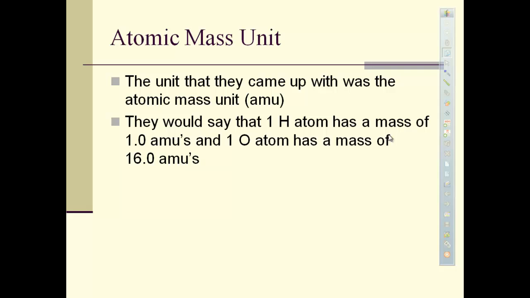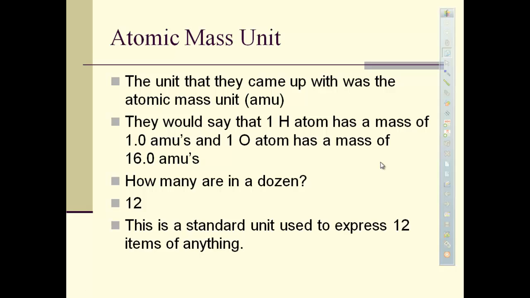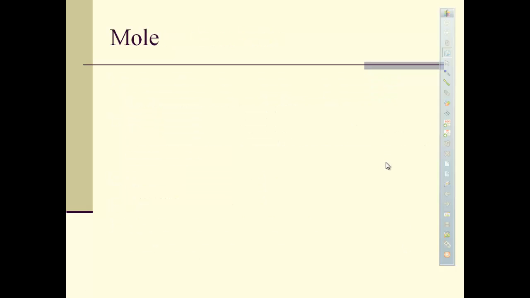What they were doing was weighing out a certain amount of it and then coming up with this idea of what they were going to classify as an AMU. When you think about how many are in a dozen, a dozen is just a common thing that you're familiar with. It's 12 of anything. We could talk about a dozen donuts, 12 donuts. We could talk about a dozen pencils, 12 pencils. A dozen of anything is just going to be 12. This is the standard unit, like I said, used to express 12 of any items.